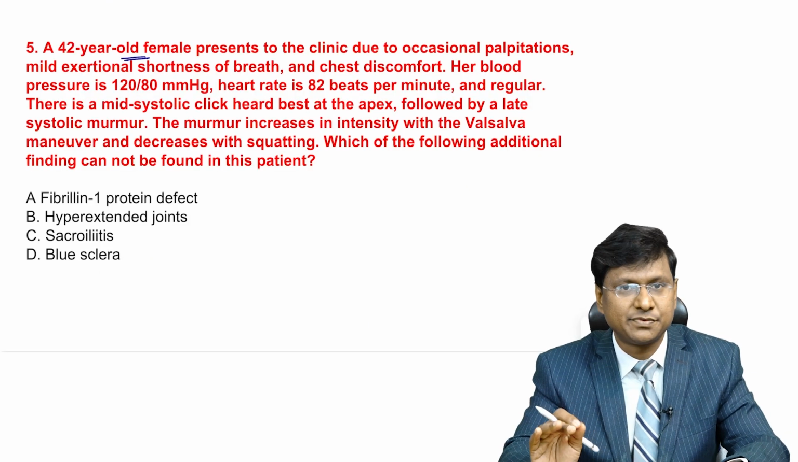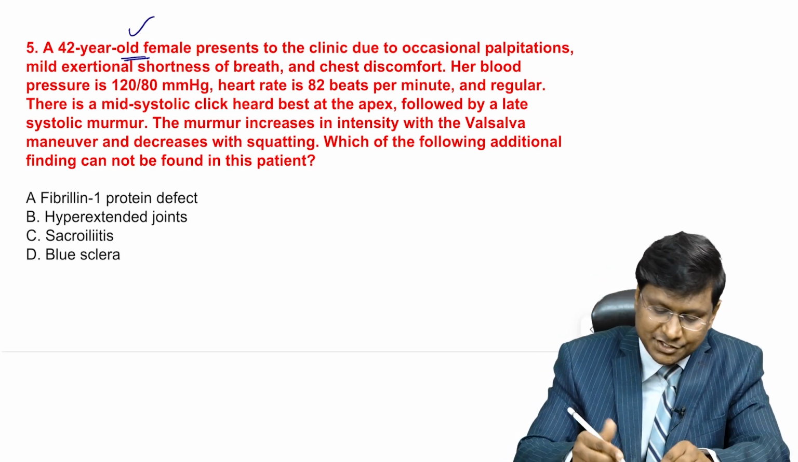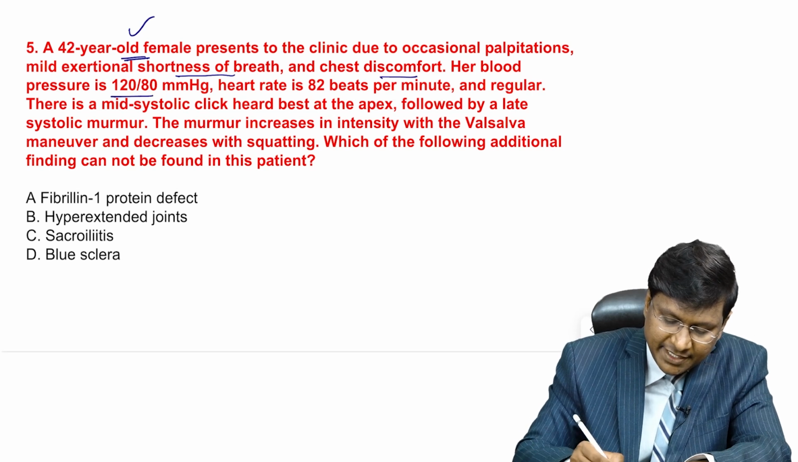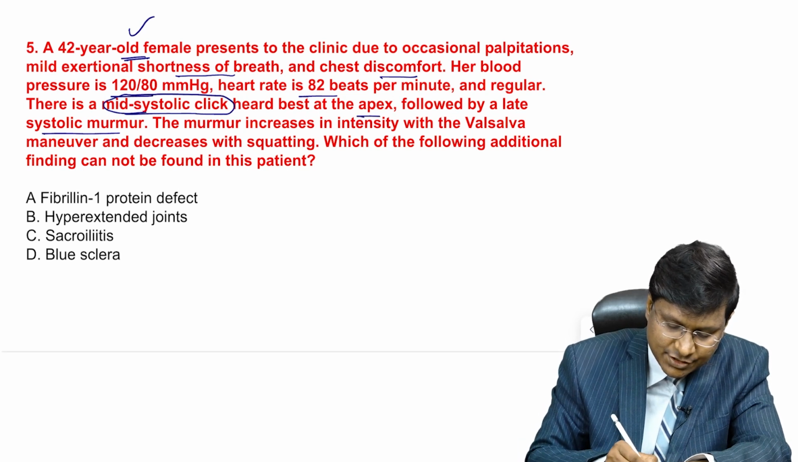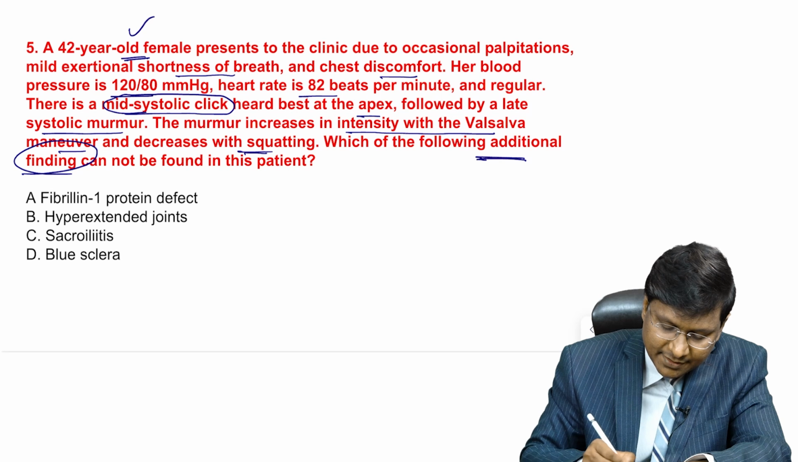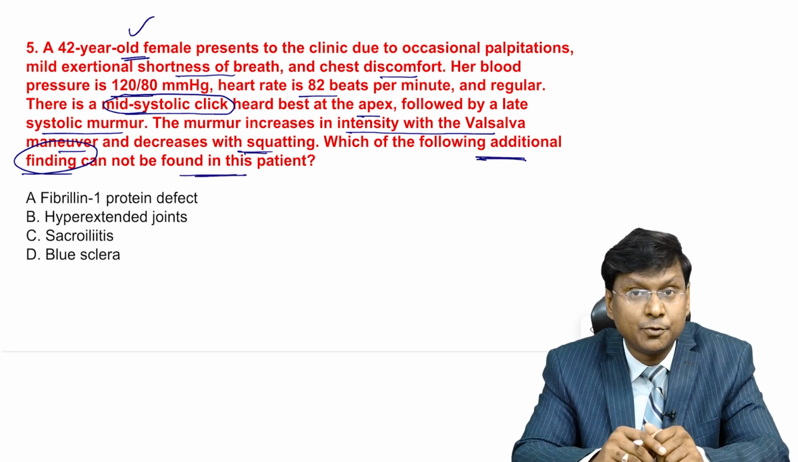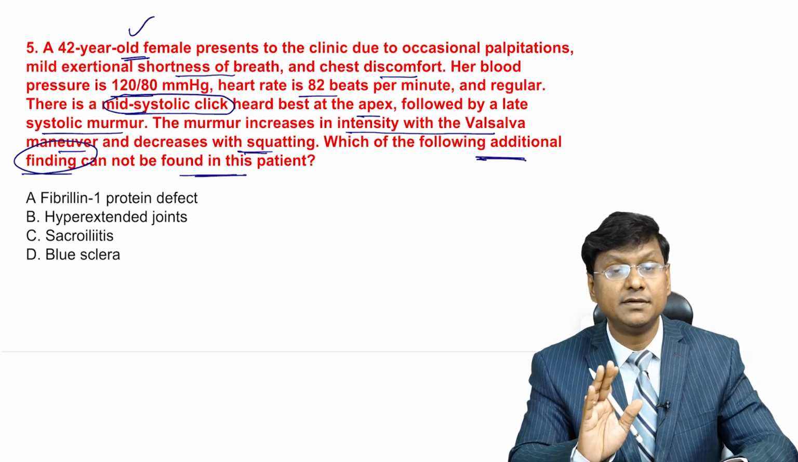So coming to the next question. We have a 42-year-old female who presents to the clinic with occasional palpitations, mild exertional shortness of breath and chest discomfort. Her blood pressure is 120/80 and the heart rate is 82 beats per minute and regular. There is a mid-systolic click heard at the apex followed by a late systolic murmur. The murmur increases in intensity with Valsalva maneuver and decreases with squatting. Which of the following additional findings cannot be found in this patient?